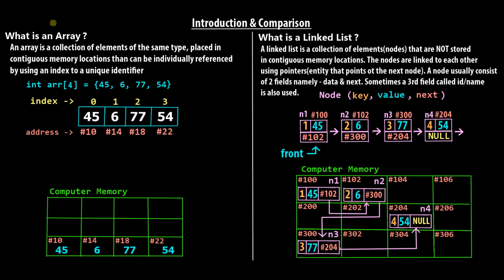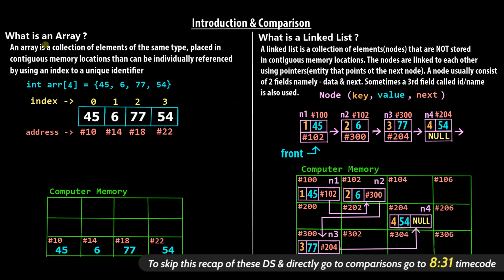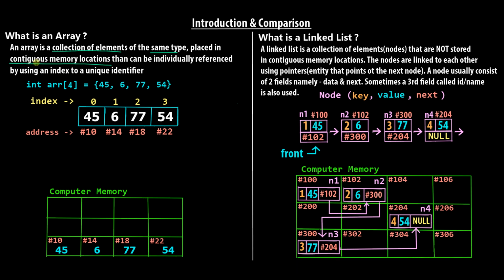Now before we start off, a quick introduction for those who might have a little bit of doubt about these two data structures. What is an array? An array is a collection of elements of same type placed in contiguous memory locations. So this contiguous is a very important point or important keyword. We'll talk about it in a minute. And that can be individually referenced by using an index to a unique identifier.